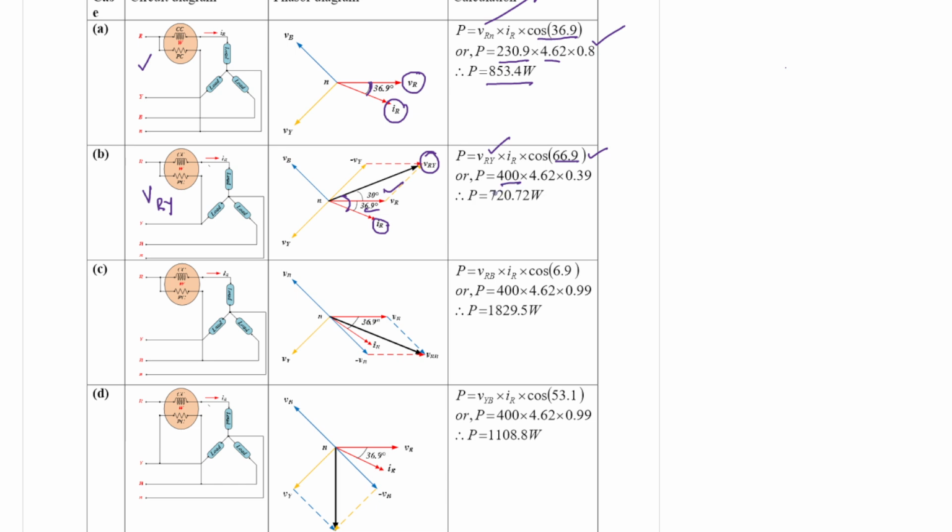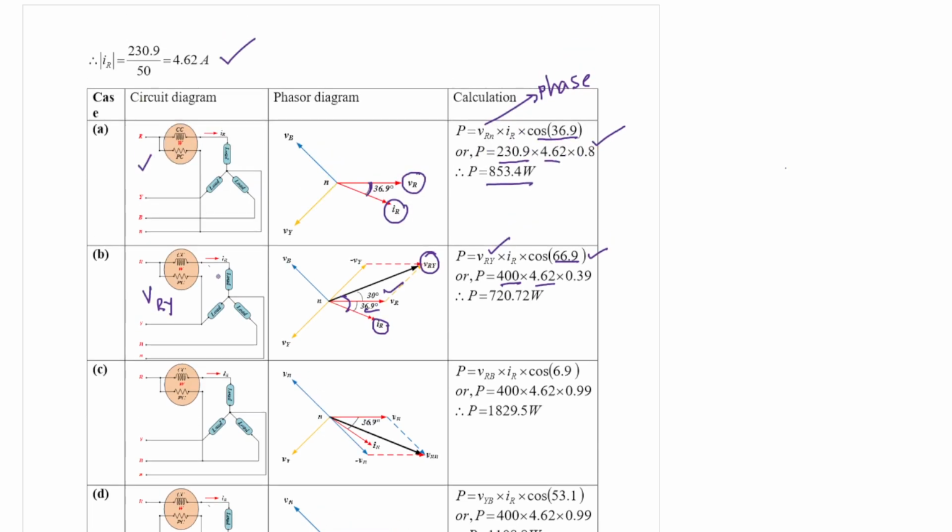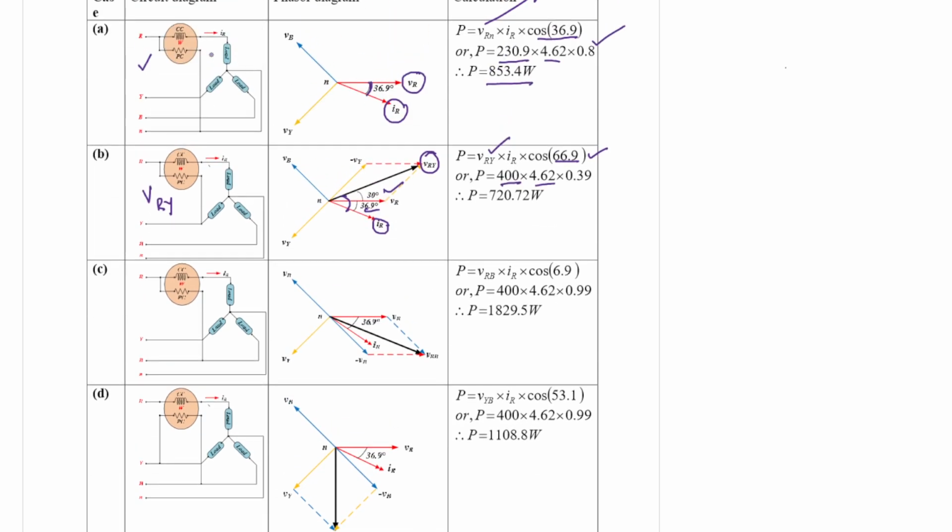VRY is 400 volt, and IR is 4.62, which we have evaluated. However, this angle now becomes 66.9 instead of 36.9, so we evaluated this term, cos 66.9, as 0.39. If you solve, this time the power becomes 720.72 watts. So the power reading reduces: if you change from connection A to connection B, your power reading reduces from 853 watt to 720 watt.